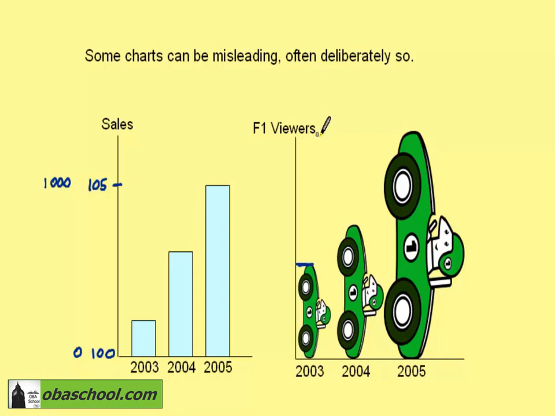However, if it's the height that represents the amount of data, then even if the scale starts at 0, we can see the figures have barely more than doubled. So the increase looks a lot bigger because of the picture. Pictograms can be very misleading if a clear key is not given.